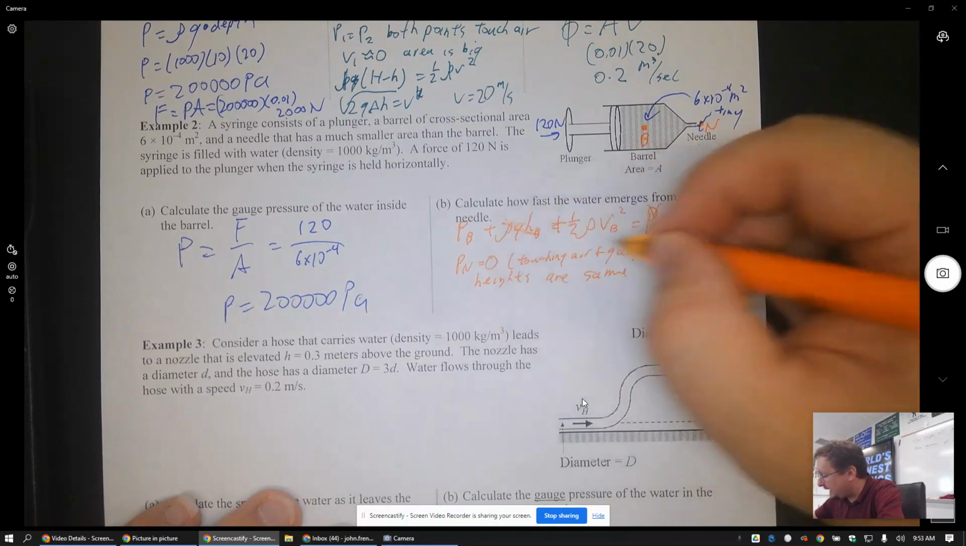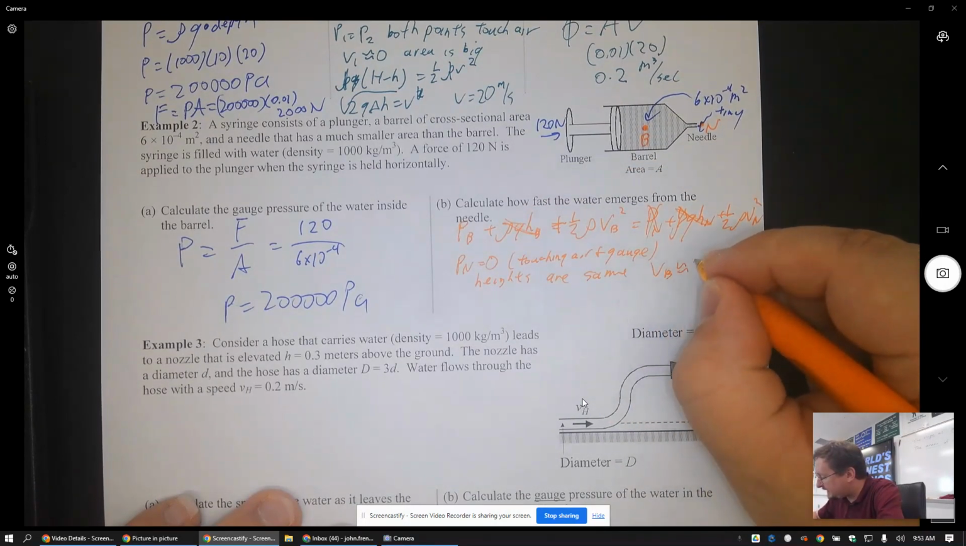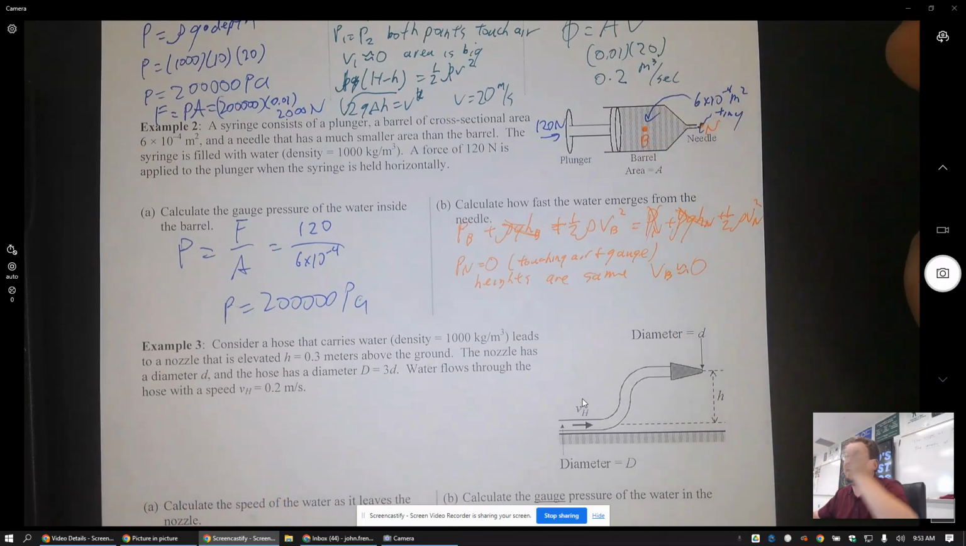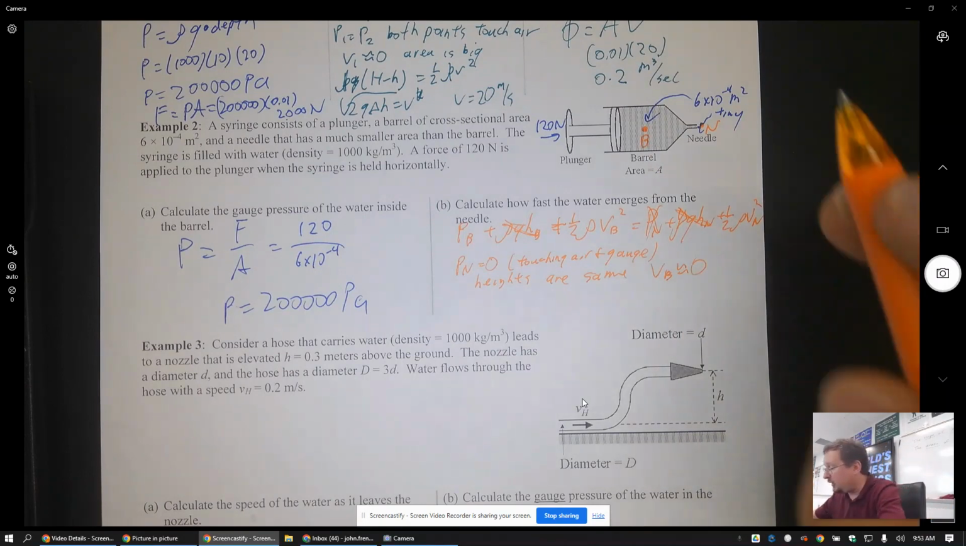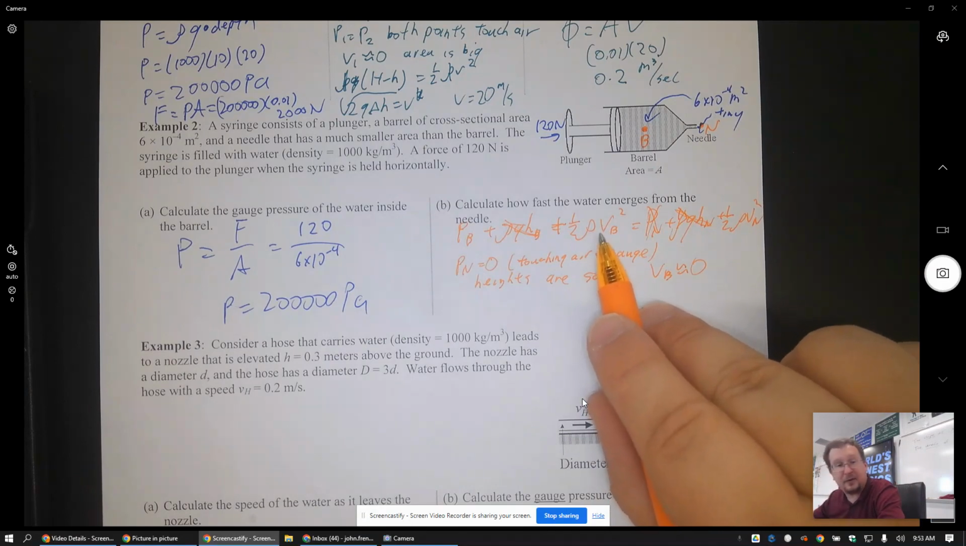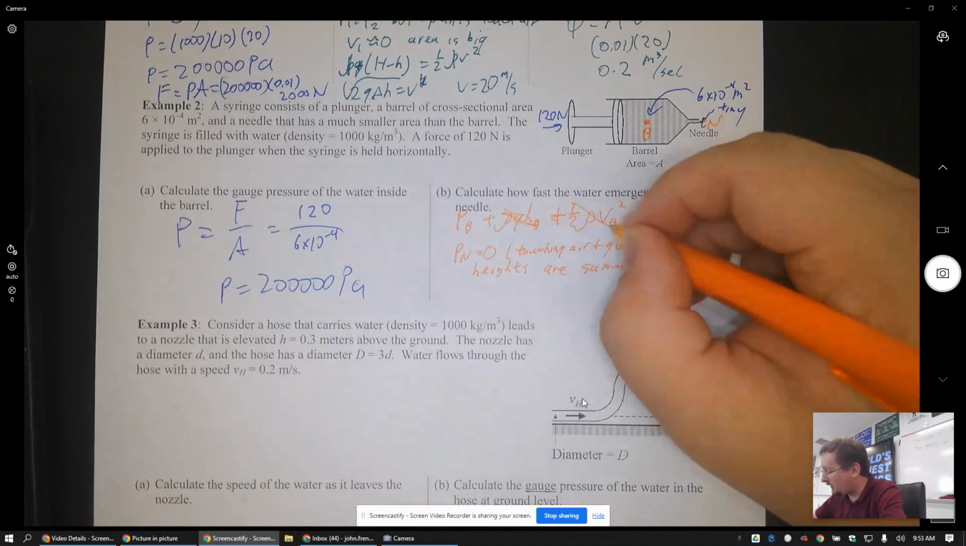So then that eliminates this, and the speed in the barrel is basically 0, because if the area of the barrel is 10 or more times bigger than the needle, then this term is 1% or less of that term. So basically, we're just going to argue that that's worthless.